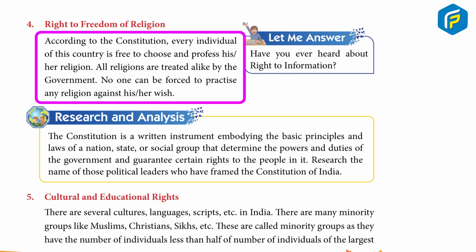According to the Constitution, every individual of this country is free to choose and profess his/her religion. All religions are treated alike by the government. No one can be forced to practice any religion against his/her wish.